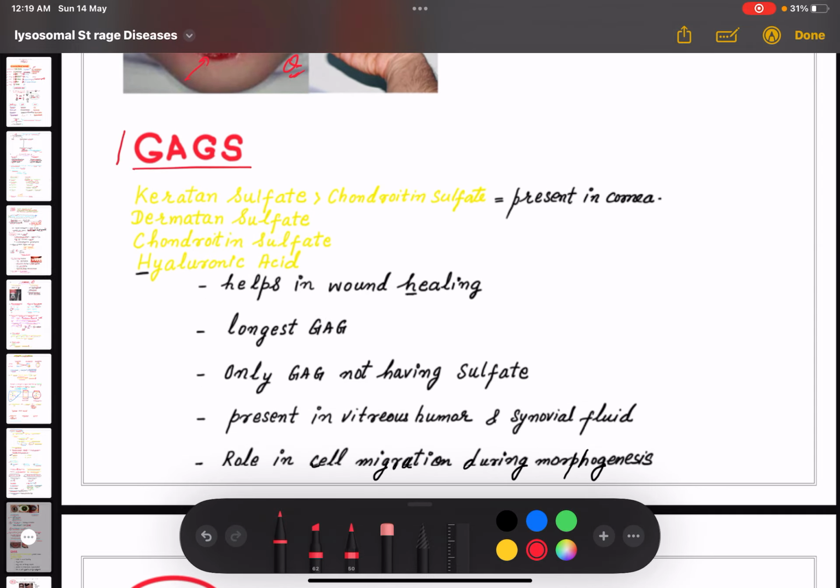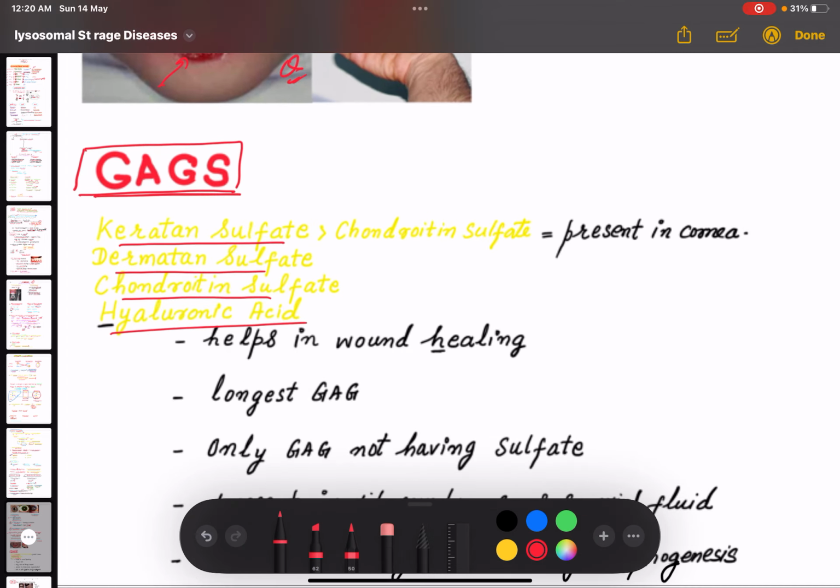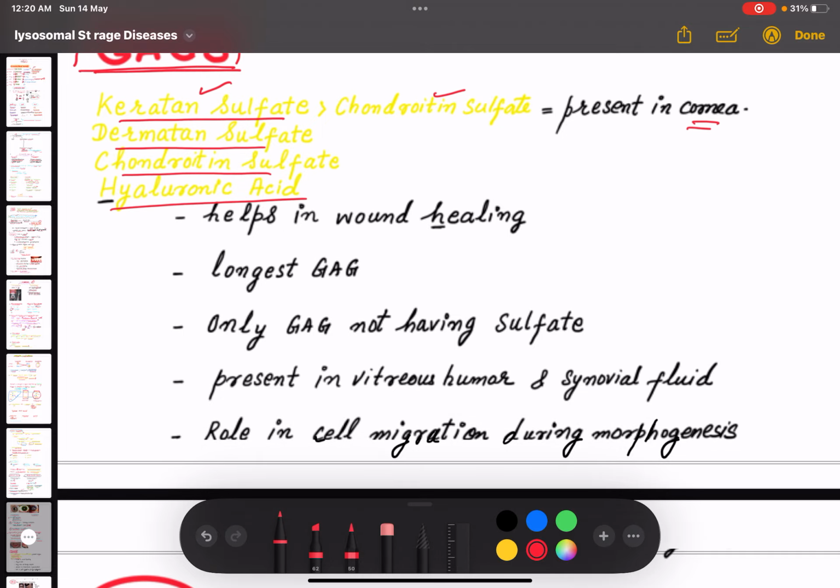Let's see some GAGs, glycosaminoglycans, which include keratan sulfate, dermatan sulfate, chondroitin sulfate, and hyaluronic acid. You have to remember that keratan sulfate and chondroitin sulfate both are present in the cornea, but keratan sulfate is abundant in the cornea, or you can say it is more than chondroitin sulfate. This was the NEET PG question itself.